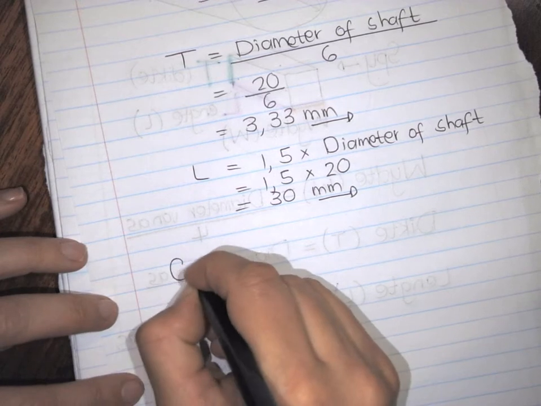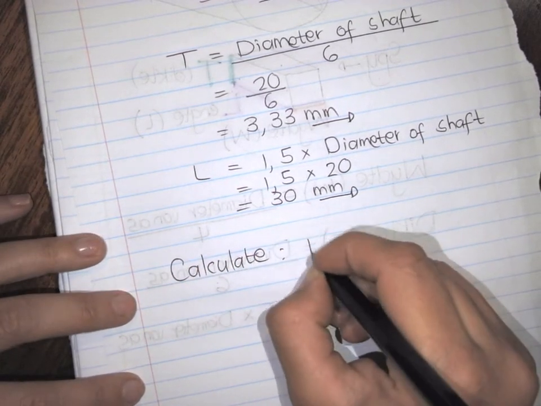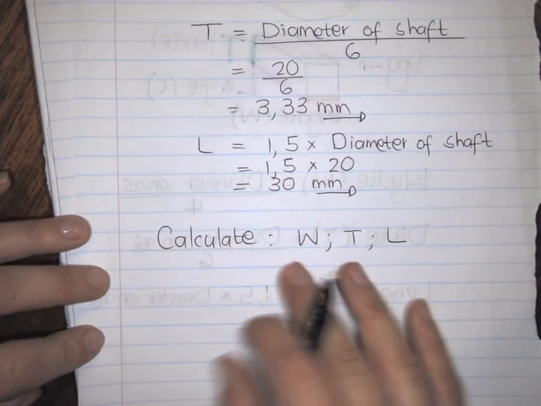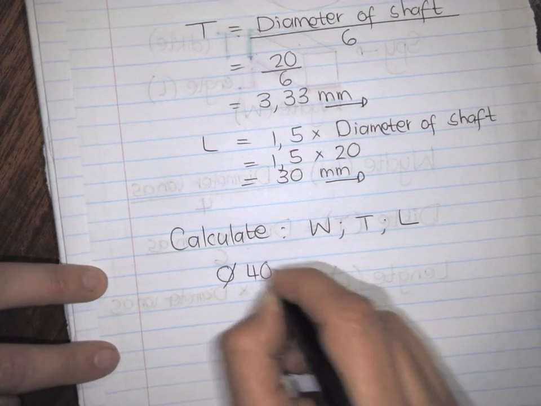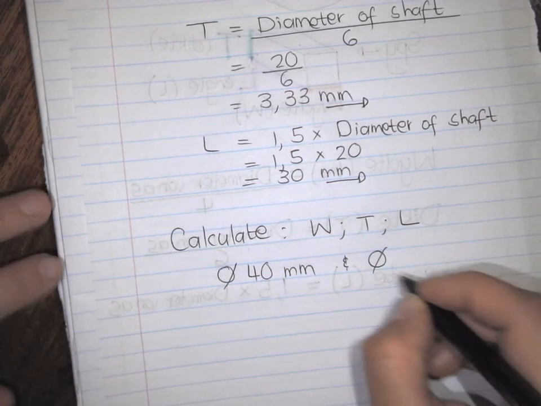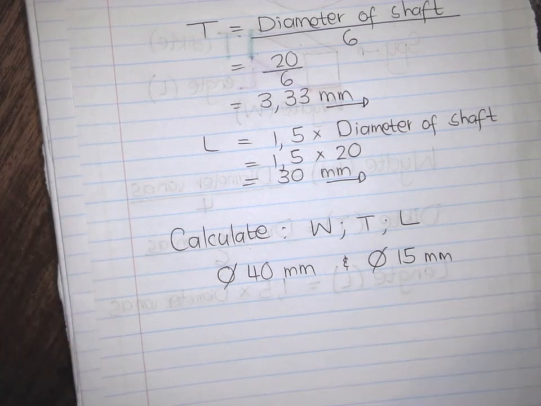Now on your own, go calculate the following for me. Remember, you have to calculate the width, the thickness, and the length of these shafts. So a 40 millimeter diameter shaft, and then also a diameter 15 millimeters. Go try this for me, please.